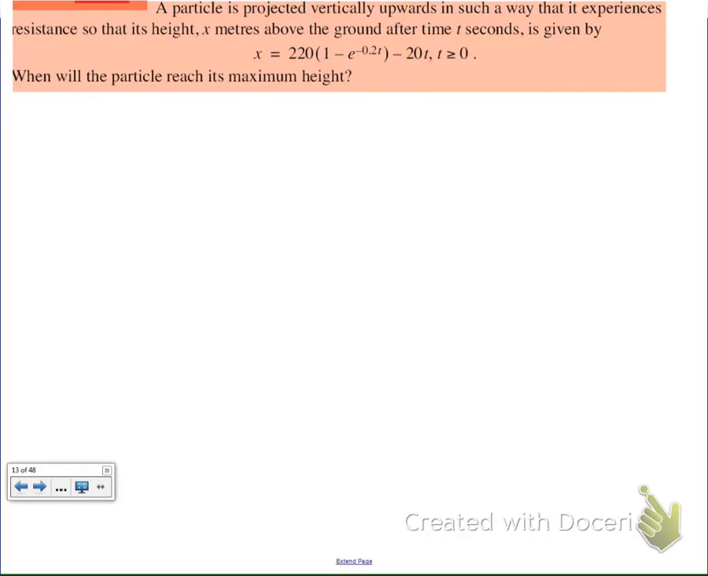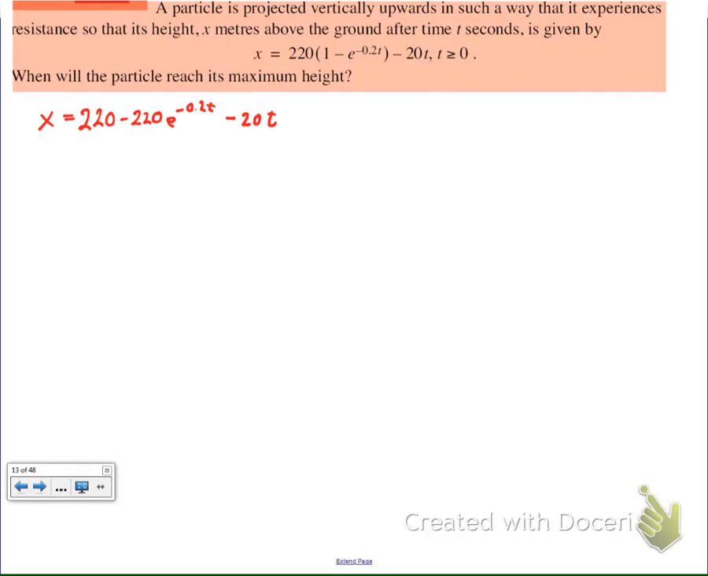Now you may recall we use calculus at this point because we're interested in when the rate of change in the height of the object will be 0. So essentially we're just trying to find the derivative, set the derivative equal to 0, and that will be where the maximum occurs. So let's see if we can do that.